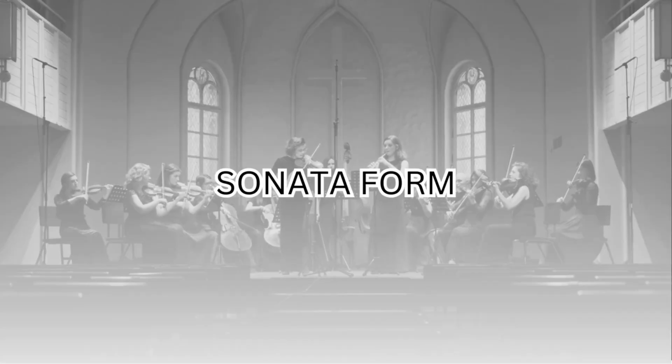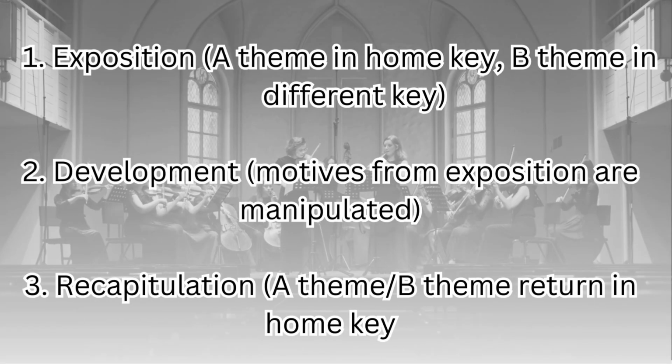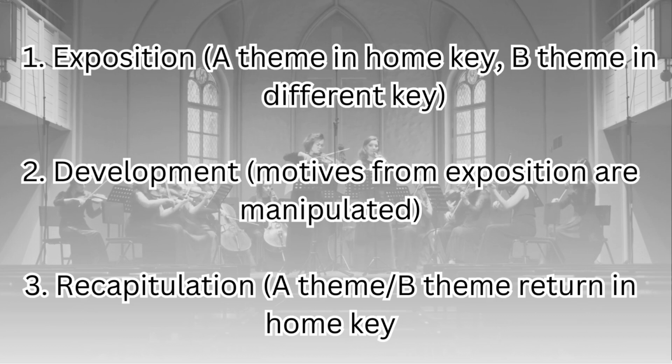Another classical form that's super common is sonata form. So sonata form is basically like a ternary form because it has three main sections, but it has a few more extra elements or moving parts. So the first section is called the exposition, where you have an A theme and a B theme, and the A theme is in the home key. The B theme is in either a closely related key or a distantly related key, where you have a contrasting theme. Then that section repeats, you hear both of those themes again.